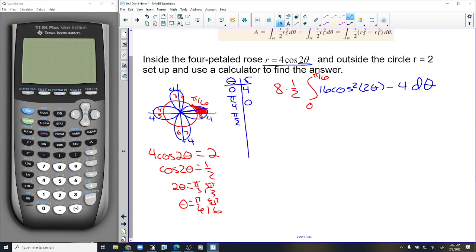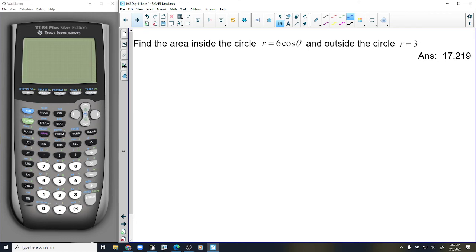All right. What do we got? Is this the last one, or do I have one more? Oh, yeah, this is the last one. Find the area inside the circle and outside. Give it a try. Go. See what you think. I think we're ready for this one.